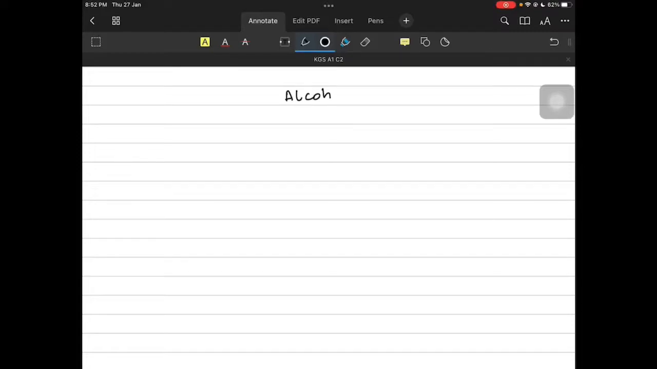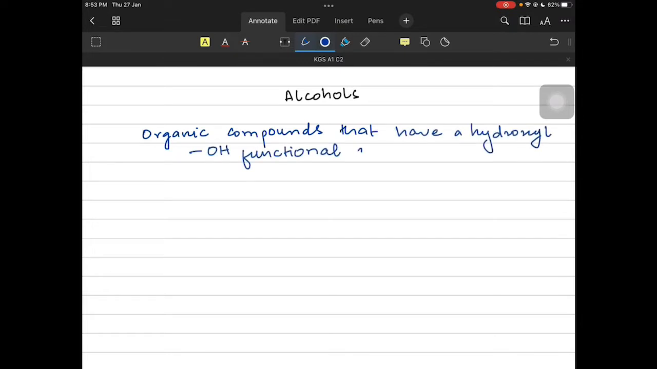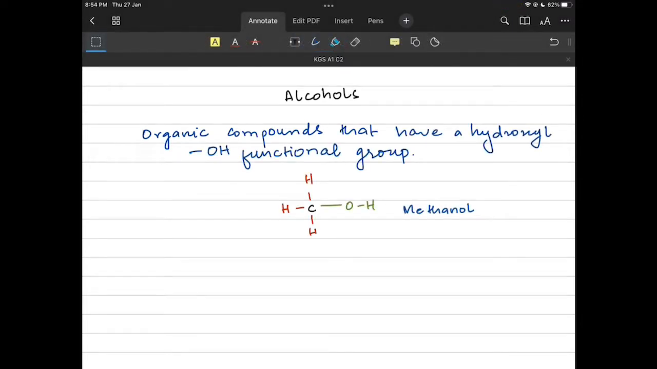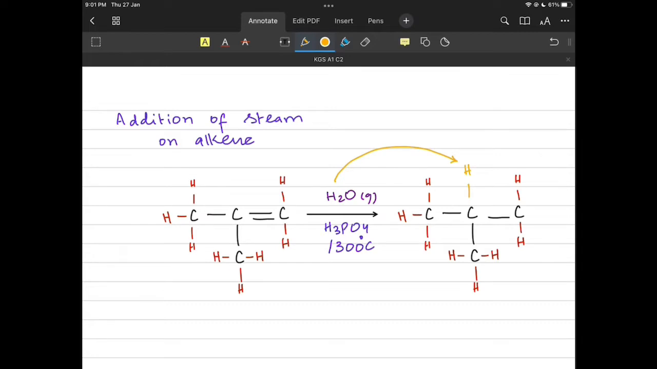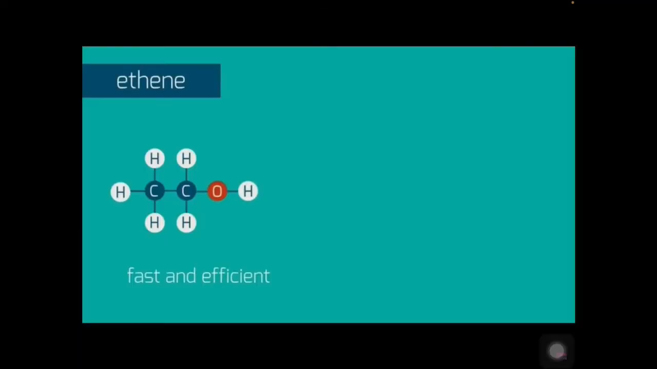So in the last video, we were revising the idea of alcohols. We know these are a homologous series of organic compounds which have the hydroxy functional group, or the OH. We use OL in the end, for example, methanol, ethanol, propanol, and so on. One of the methods to make alcohol was the addition of steam, where H goes on one carbon of the carbon-carbon double bond, OH goes on the other.